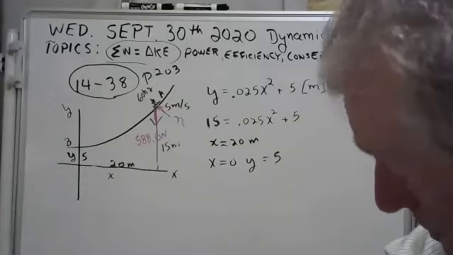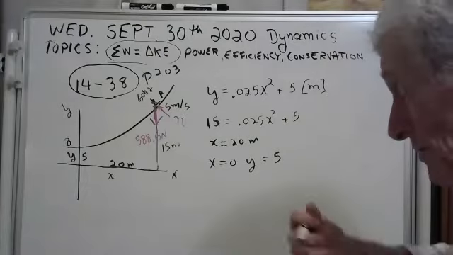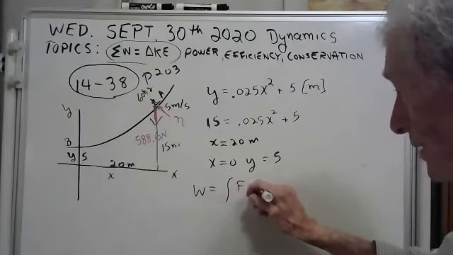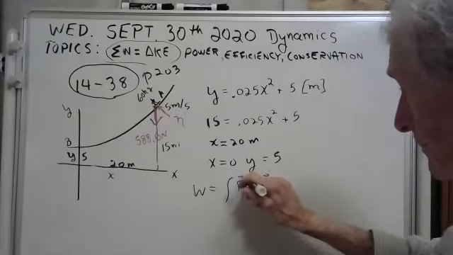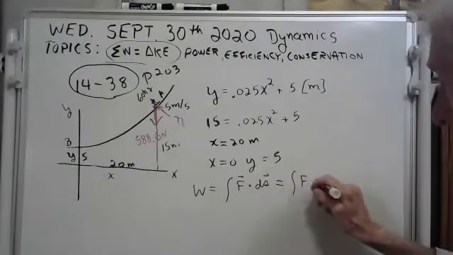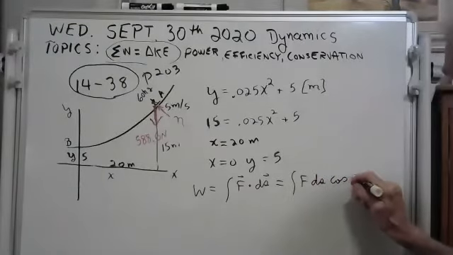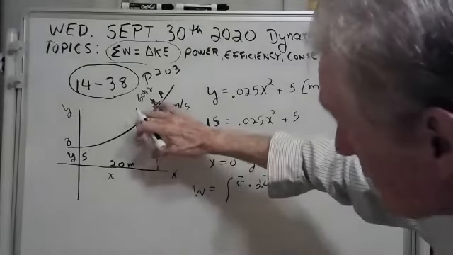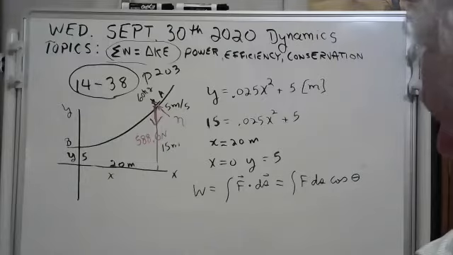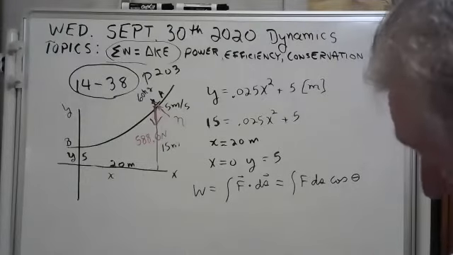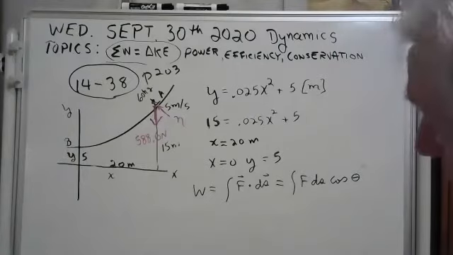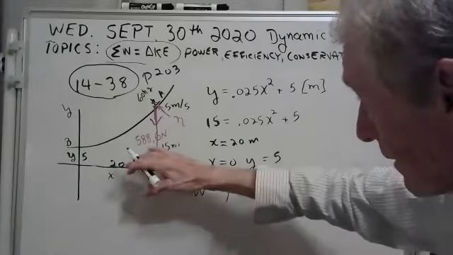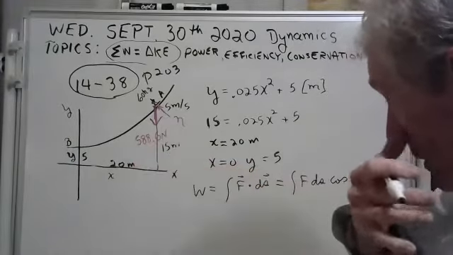Because, see, the normal is at a 90-degree angle. And remember, work is a dot product. What that's equal to is F ds cosine of theta. And if theta is 90, see, the normal is 90 degrees from the path. Cosine of 90 is 0. Normal doesn't do any work. Only the 588.6 newtons does any work.